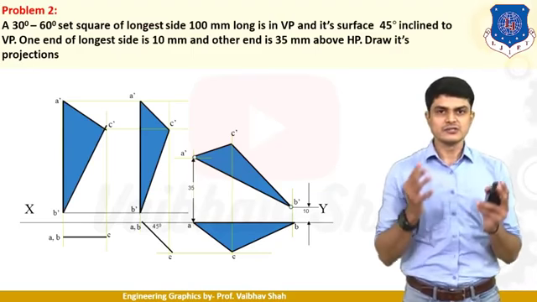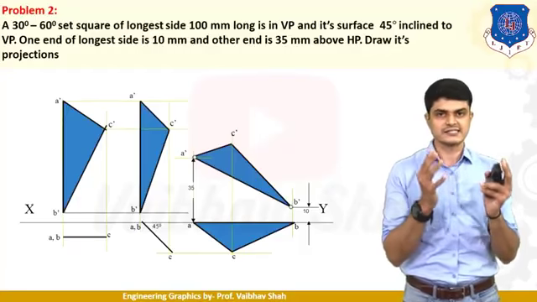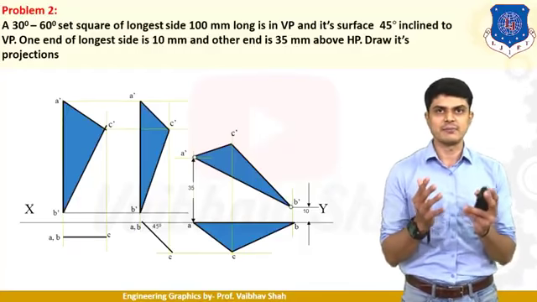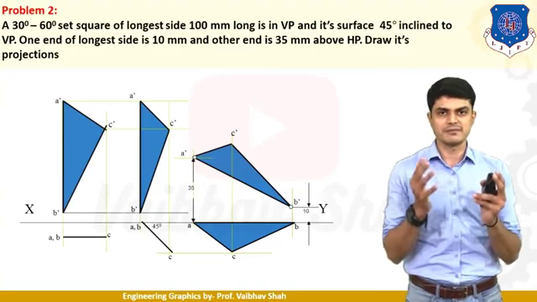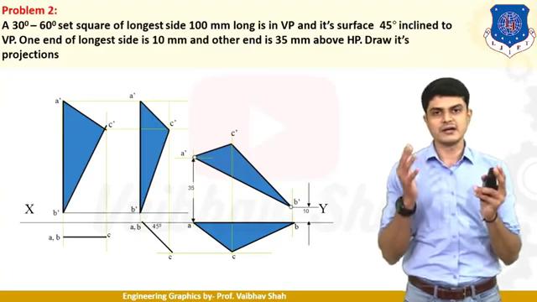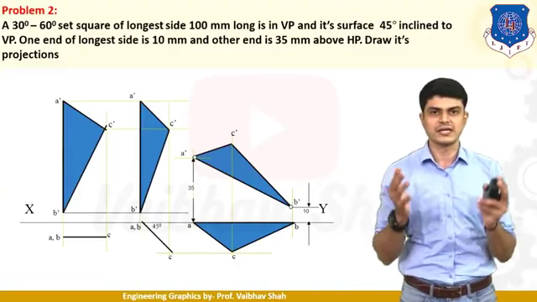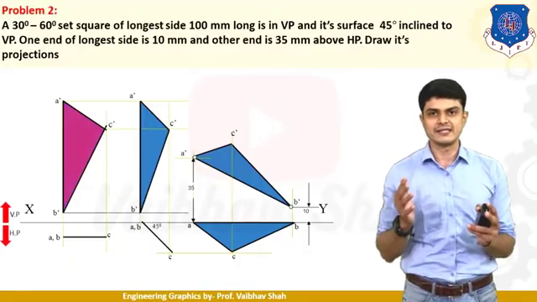So let us start. So first it is said that our triangle is a 30 degree 60 degree set square like our previous example, and this side is same 100 mm long is in VP. So let us draw the longest edge into VP, that means vertical, or you can say left hand side. So let us draw 100 mm line on the left hand side or vertical in the first stage like this. So we have drawn this triangle like this.